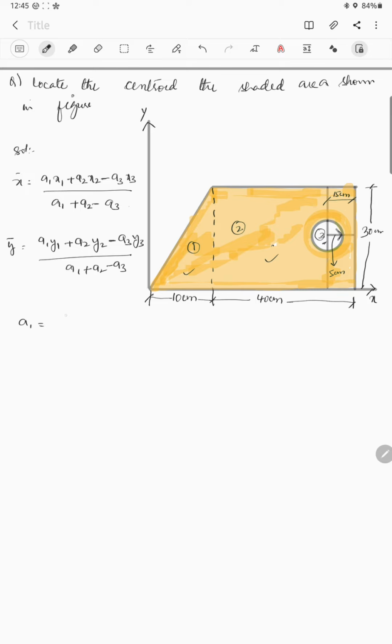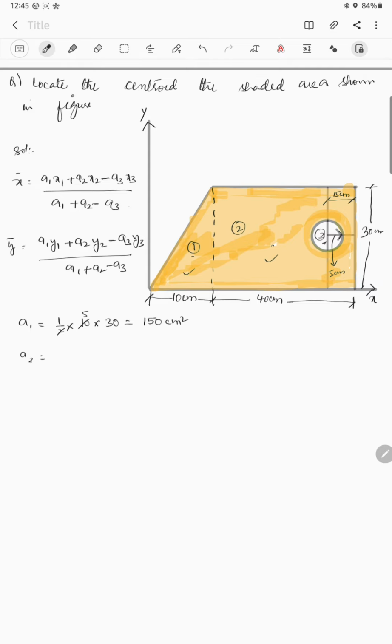A1 is equal to half base into height, the area of this triangle. What is the value of base? Height is 30. Half base into height is 150 centimeter square. 2 fives are 10, 5 threes are 15, so 150 centimeter square.